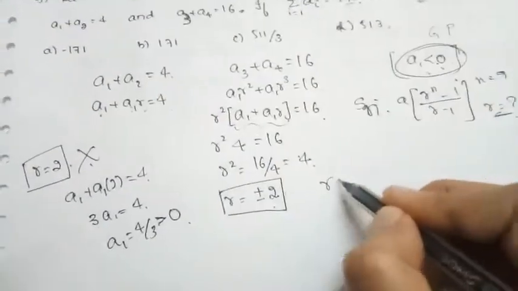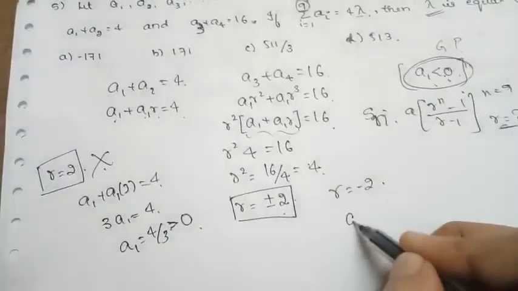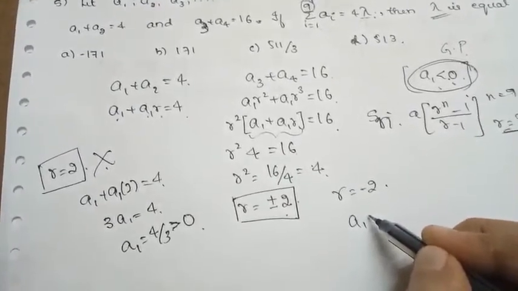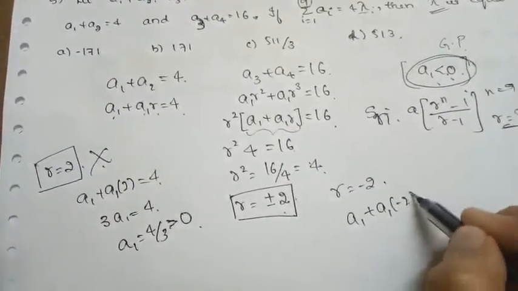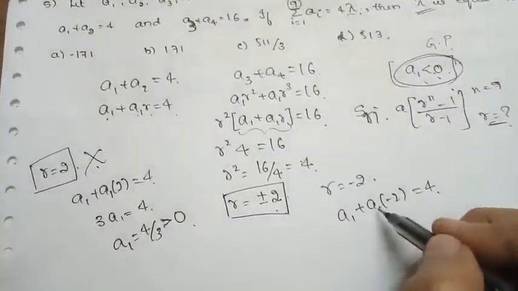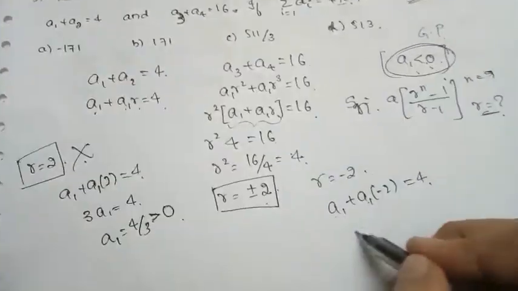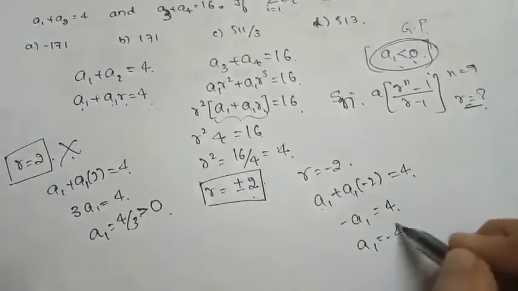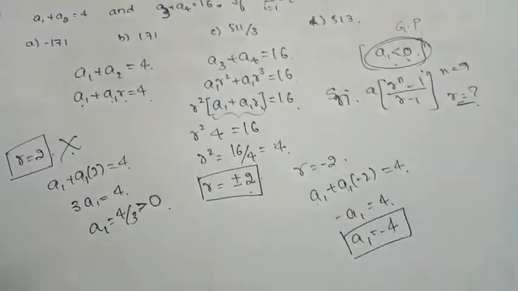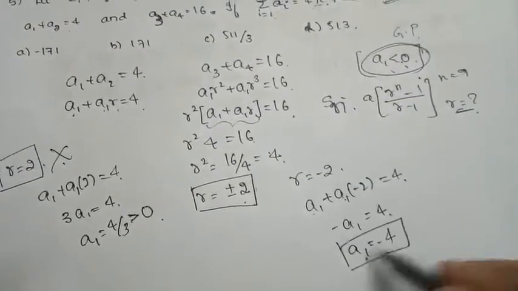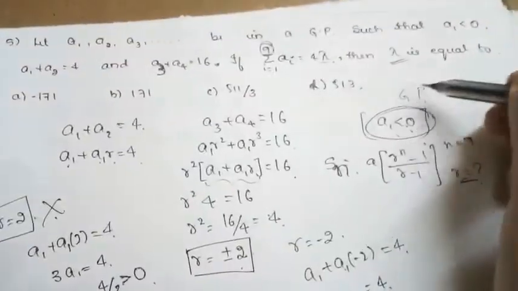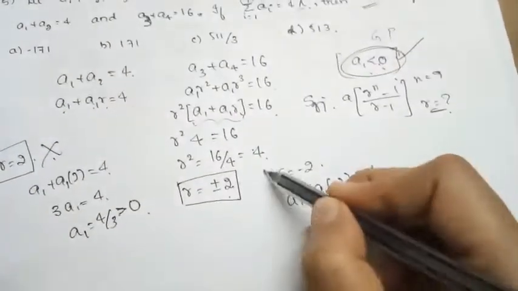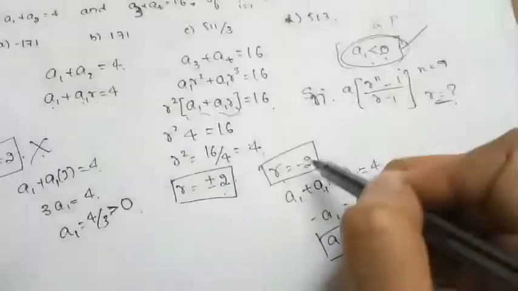When r is equal to minus 2, what is the value of a1? a1 plus a1 into minus 2 is equal to 4. So minus 2 a1 plus a1 is minus a1, which is equal to 4. So the value of a1 is minus 4. Here a1 is less than 0, which satisfies the given condition. So r is equal to minus 2.